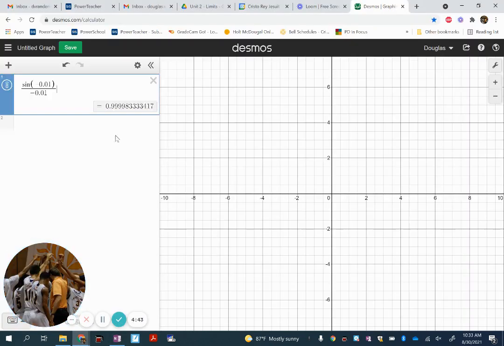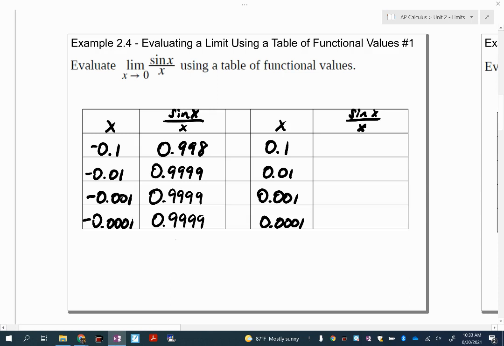It's not going to be 0.9 repeating, right? We're rounding. If I add some zeros in here, getting closer and closer to 0, you're going to see that the number of nines is going to increase, okay? So essentially, from the left side, you should see that we're approaching a value of positive 1.